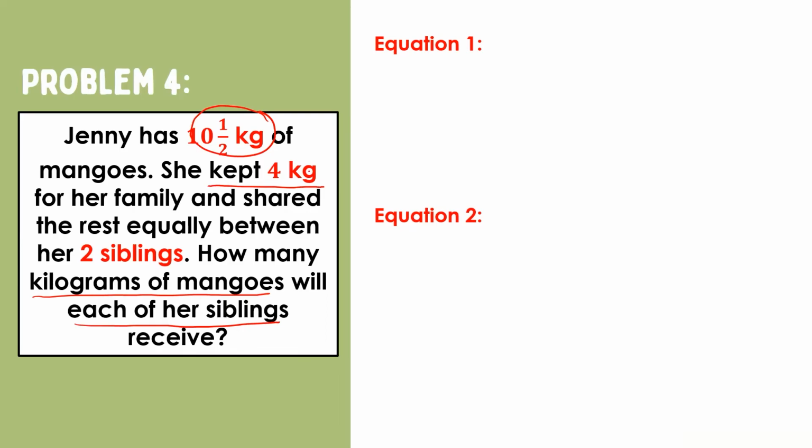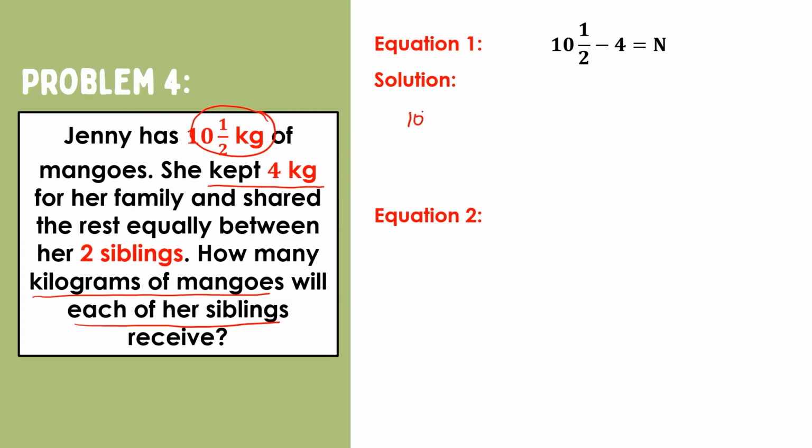That means, in this problem, we need to know first how many kilograms of mangoes were left, after Jenny kept 4 kilograms for her family. And to help us know how many kilograms were left, we need to do subtraction. So, for our first equation, we have 10½ minus 4 kilograms.